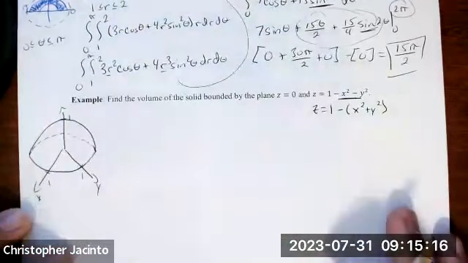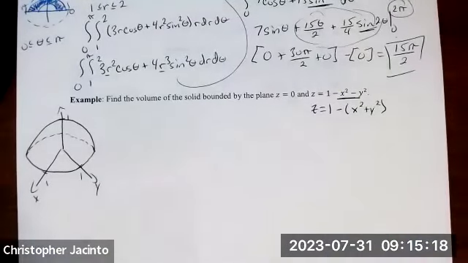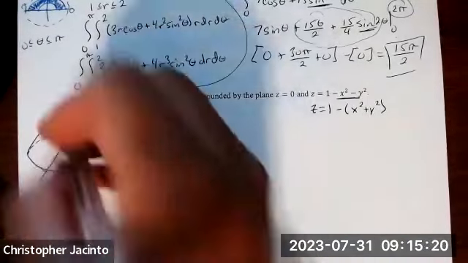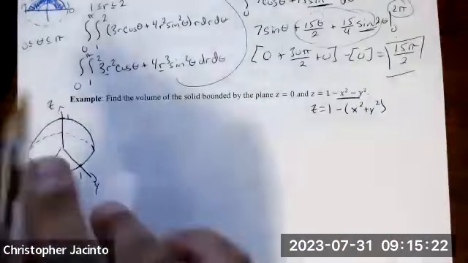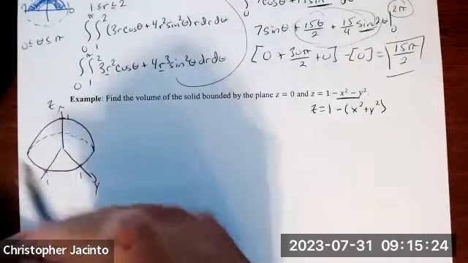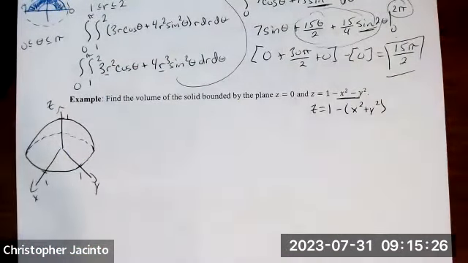So it's the upper half of a sphere. Since we have z equals 0, it's above it. So it's just this half going up, not the whole bottom part.